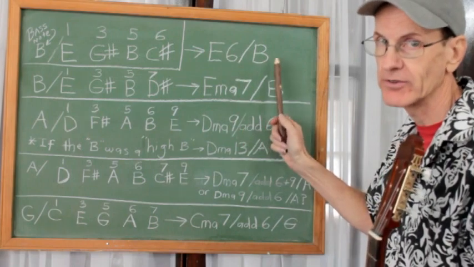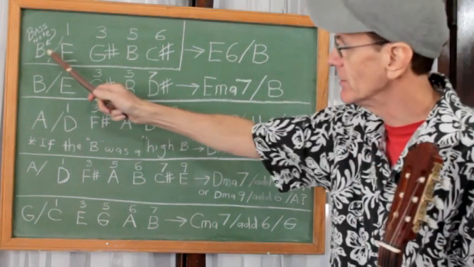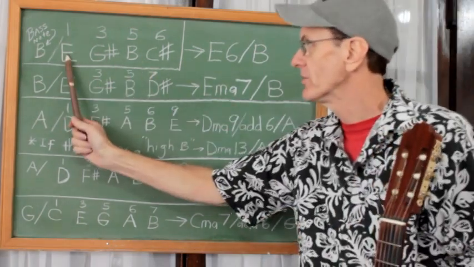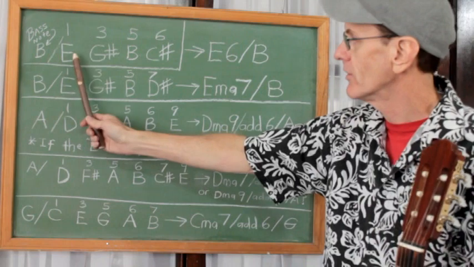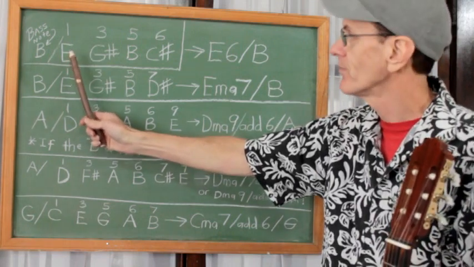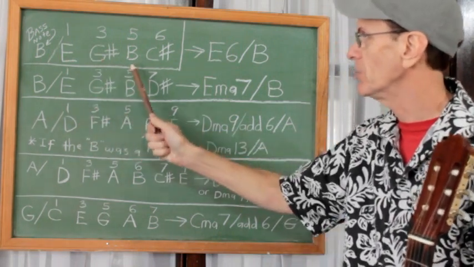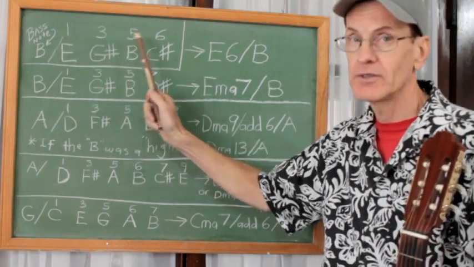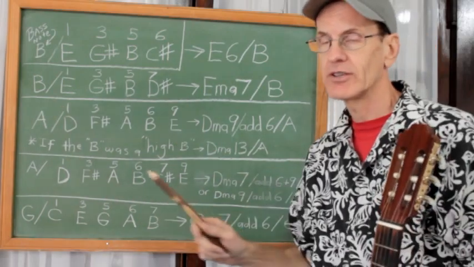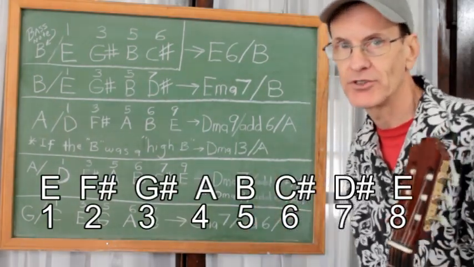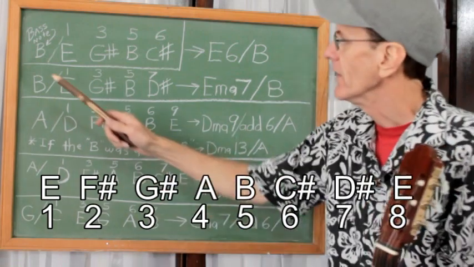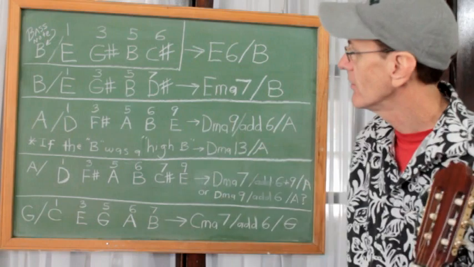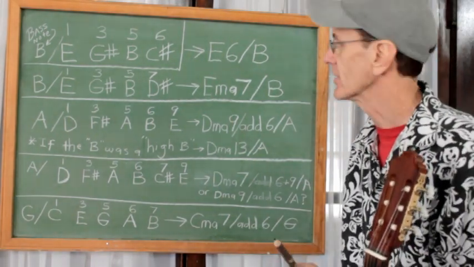Slash B means that there's a B of that chord in the bass. So the B is the lowest note. Then we start with the root of the chord, the first note in the E major scale, E, then G sharp, B, and C sharp. So that's the first note, the third, the fifth, and the sixth note of the E major scale, which has 4 sharps, F sharp, C sharp, G sharp, and D sharp. And that forms your E6 chord, okay? That C sharp in there is the 6th.